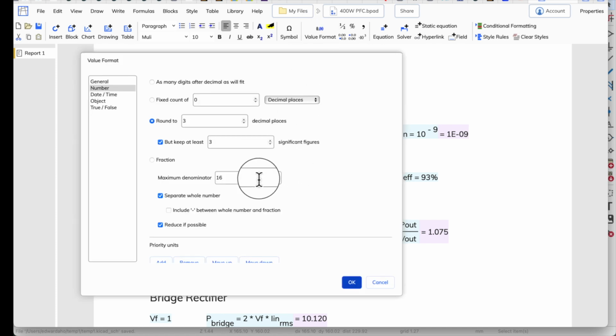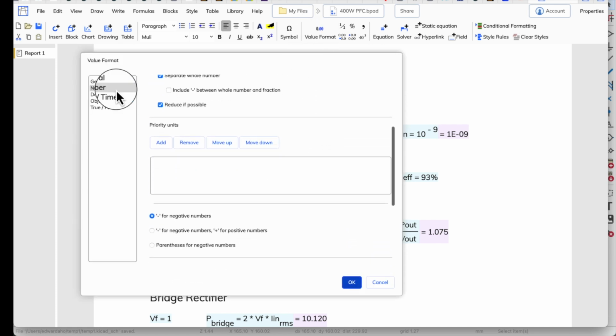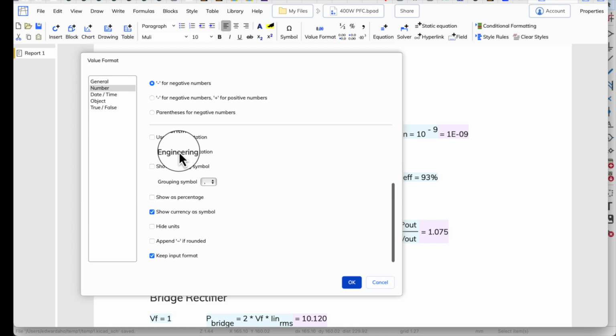Click on that, and it shows me all these options. And over here, by the way, on the left, I'm on number. So I just come down here and I go, let's use scientific, but I want engineering. The difference is scientific is a power notation, but it can give you powers of the 5th instead of just multiples of 3, which engineering notation does.